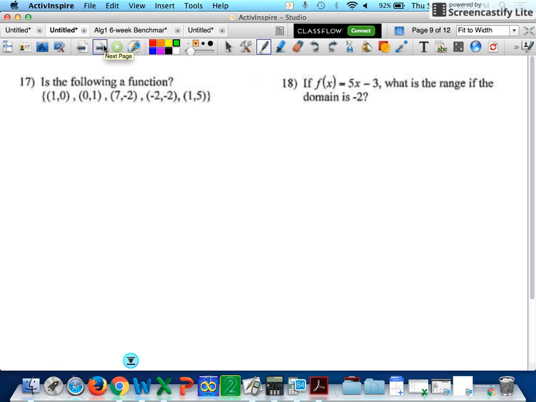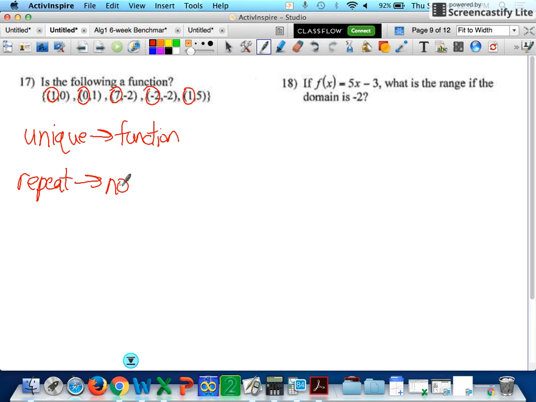Number 17, quick problem. Is the following a function? Okay, you don't need to graph all these. You don't need to do anything out of the ordinary or crazy. Just if we're talking about is it a function, we want to know something about these x values. Specifically, when we're looking at these, we want to say, are they all unique? If they are unique, we have a function. If some of them repeat, we have no function, or not a function.